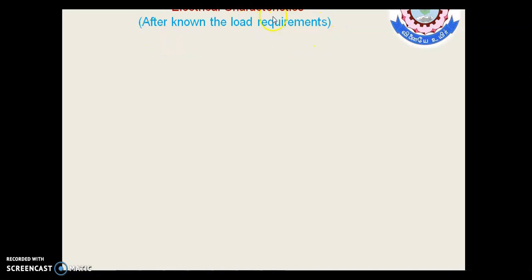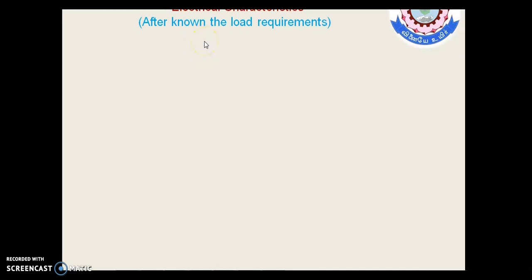So now at this moment you are aware of the load requirements. That means what load speed characteristics are required. That is your load requirement, right? That you already know. Out of the 4 combinations of load requirements, any 2 or 3 combinations may be your requirement. Now for that combination, which motor is suitable?